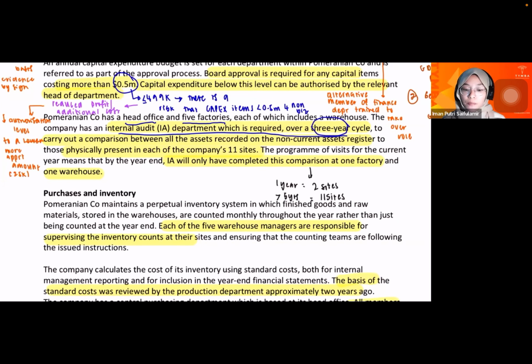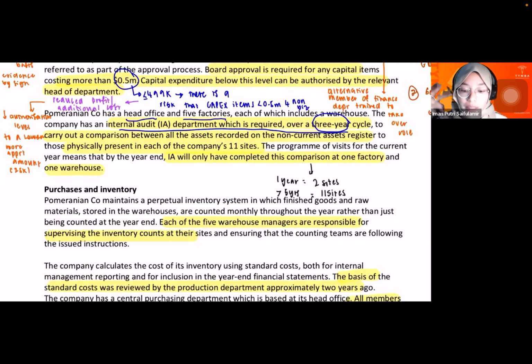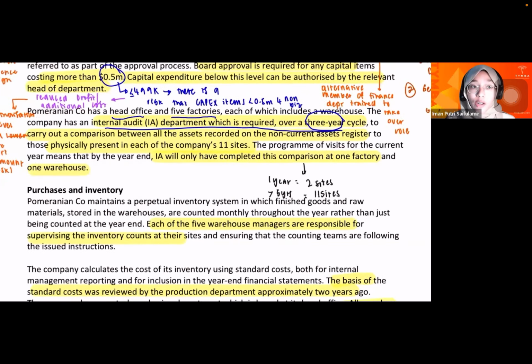Okay, so what are we testing when we are basically reviewing this? Why do we carry out a comparison between the assets on the register and those that are physically present? Why do you think we are doing this? Yes, we are testing existence. Correct, Alia. She's on a roll tonight. So yeah, basically we are testing existence.